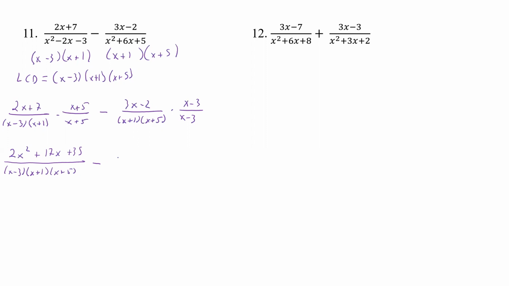So we have 3x times x is 3x squared. Then we have minus 9x minus 2x. So minus 9 minus 2 is going to be minus 11x. And then we have a minus 2 times a minus 3, so that's going to be a plus 6 all over x minus 3, x plus 1, x plus 5. Now, when we change this, we have to distribute that negative throughout.